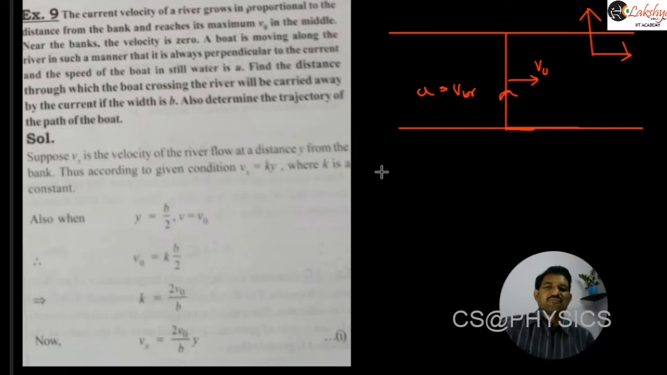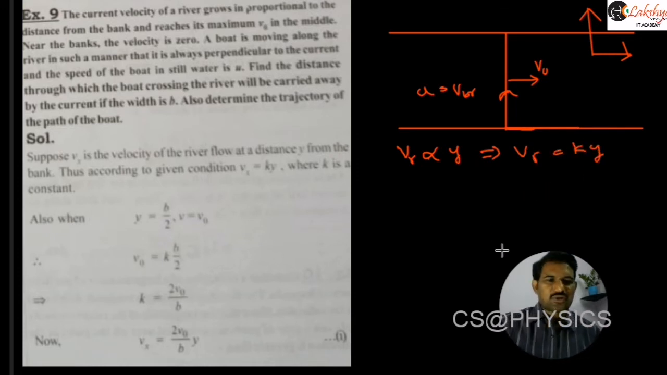So from this we need to derive an expression for the velocity of the river here. The velocity of the river is proportional to this distance y, or I can write this expression as VR is equal to some k into y. Right, got it? Because the velocity of the river is increasing here. Here the velocity is 0, which means the water almost appears at rest when you are at the bank. And if you are traveling in the middle, the velocity reaches the maximum. So the velocity is different at different points.